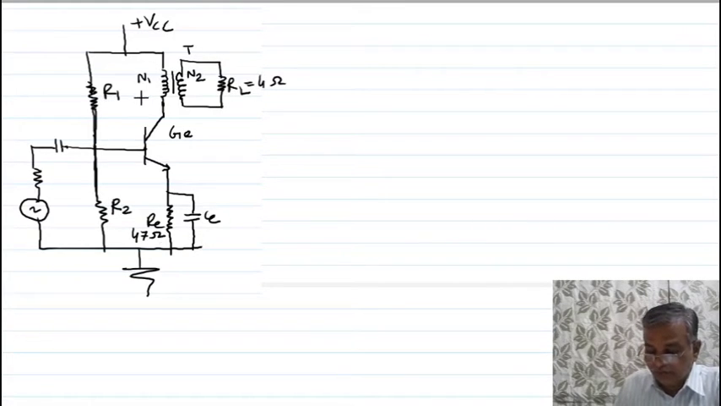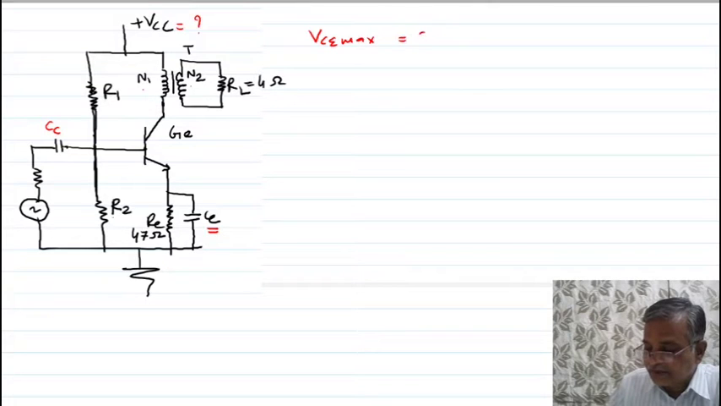Remember, we have to find out the impedance of the primary, the impedance of the secondary, the value of R1, the value of R2, which value you are taking for the coupling capacitor C, and the value of this voltage. So let us start how to find this. Here they have given VCE max is equal to 25 volt.